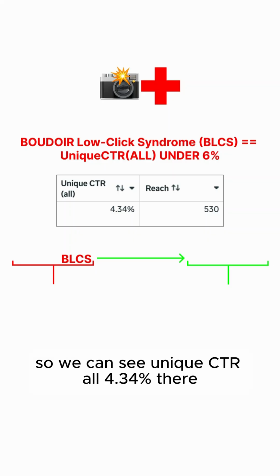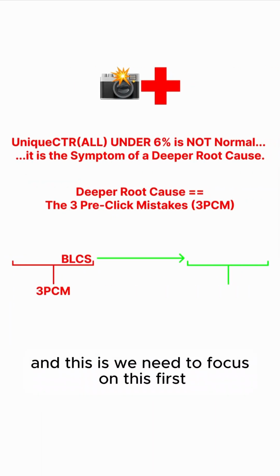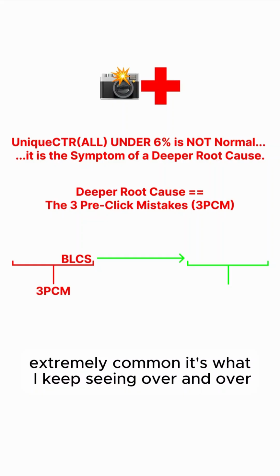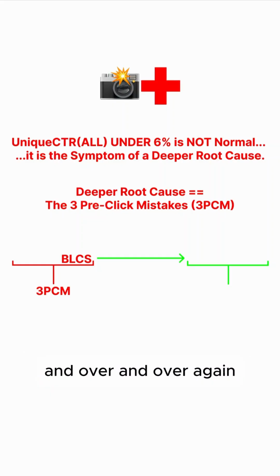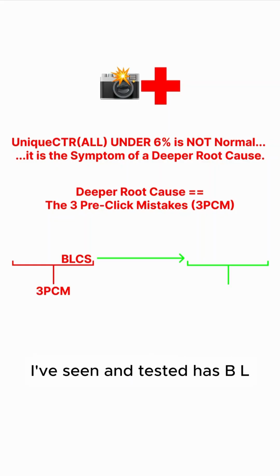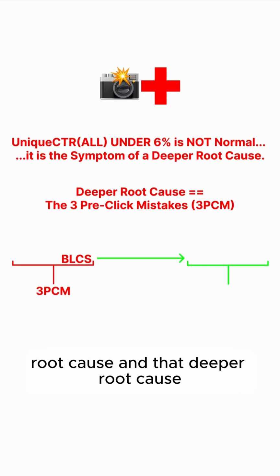So we can see unique CTR 4.34% there. We need to focus on this first because a unique CTR under 6% is not normal. Extremely common, though, and it's what I keep seeing over and over again. Every single Boudoir Facebook ad I've seen and tested has BLCS, unique CTR under 6%. And it's a problem because it's actually the symptom of a deeper root cause. And that deeper root cause is the 3 pre-click mistakes.